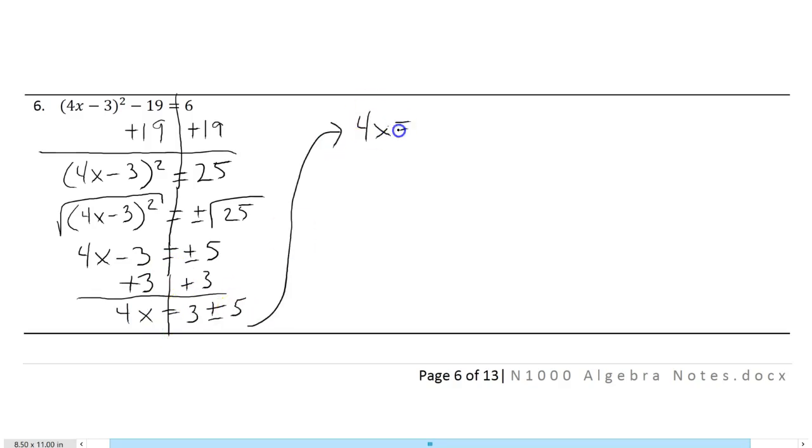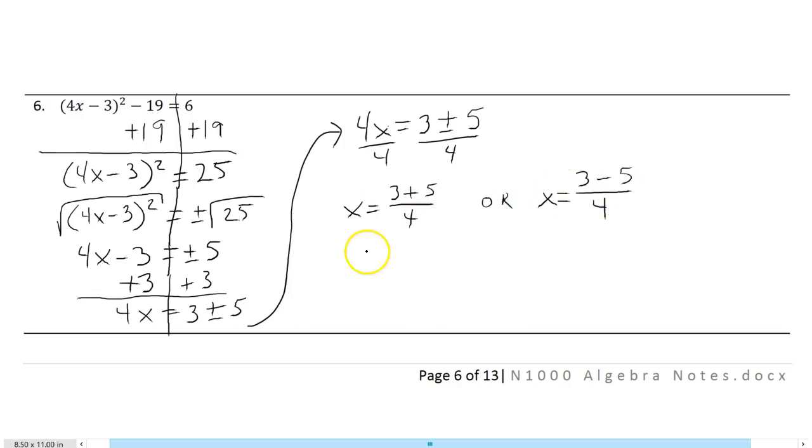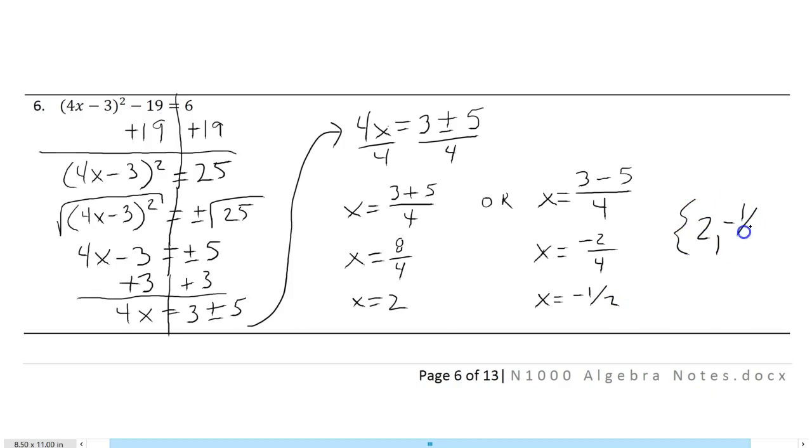Now divide both sides by 4. X equals 3 plus or minus 5 over 4, so there are two solutions. X equals 3 plus 5 over 4, which comes out to 8 divided by 4, or 2, and x equals 3 minus 5 divided by 4, which is negative 2 over 4, or negative 1/2. The two solutions are 2 and negative 1/2.